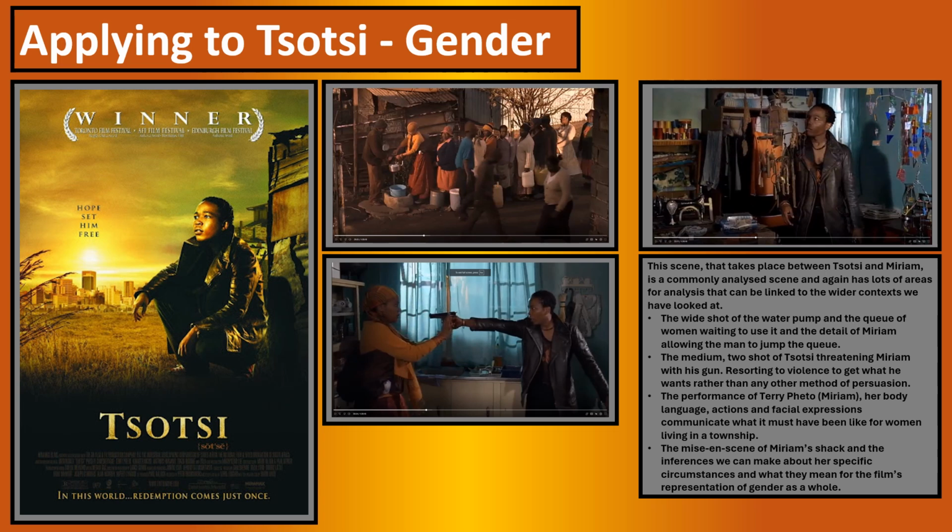And what's amazing about this scene is the performance of Terry Pheto, who plays Miriam. Her body language, actions, and facial expressions all communicate what it must have been like for women living in a township. In South Africa, there is a high proportion of domestic and sexual violence because the legacy of apartheid has left a lot of men resorting to violence and resorting to crime to survive. And that comes into play with their interactions with everybody, especially women.